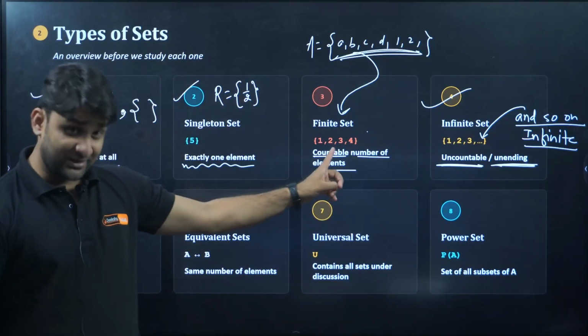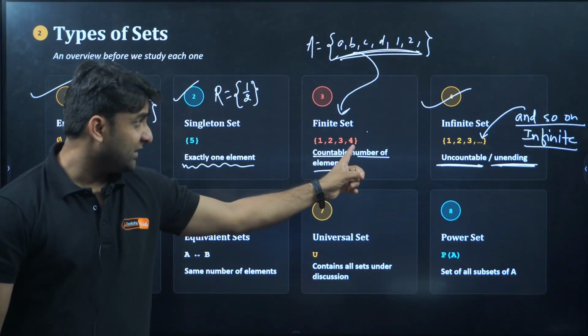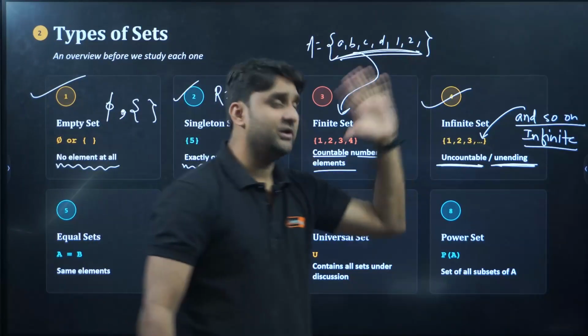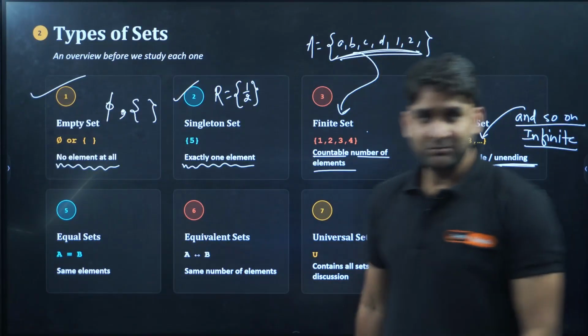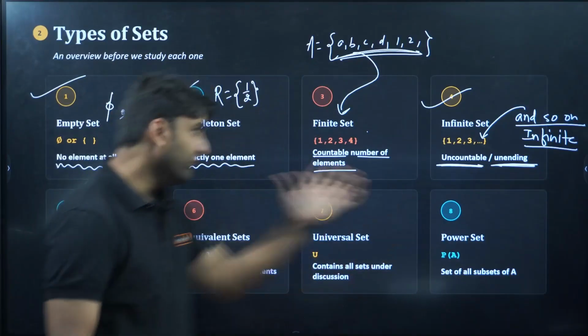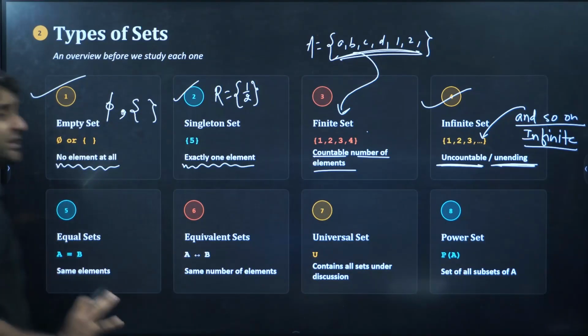But here there is an end. This set is ending at 4. The elements end at 4. So this is called a finite set and this is called an infinite set. Getting my point? So clear? Empty set, singleton set, finite set, infinite set. Moving to next. Now the next point is equal sets.